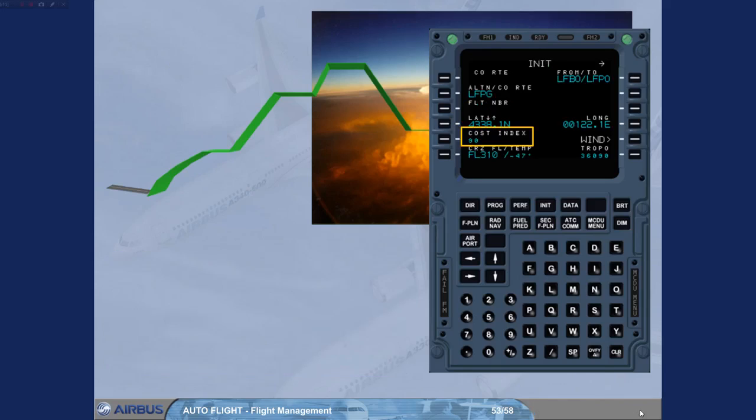Cost index CI is the ratio of flight time cost to fuel cost. It is used to compute the best econ speed, or Mach. CI equals 0 corresponds to minimum fuel consumption, or maxi range. CI equals 999 corresponds to minimum time.